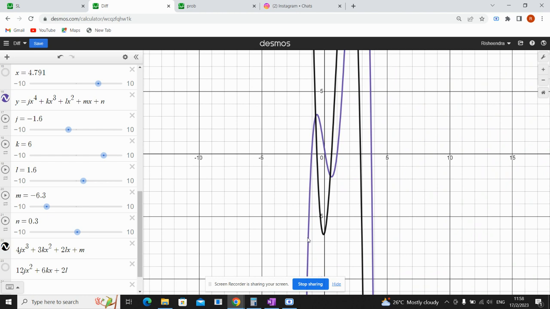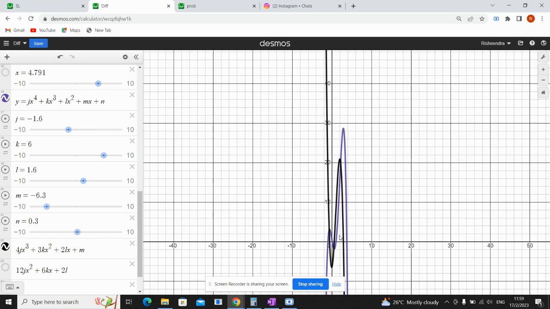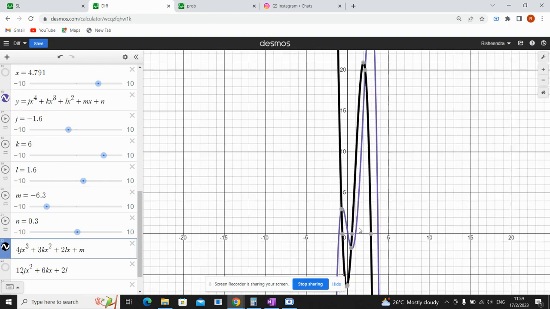The purple line increases up to here, which means the black line is in the positive y-axis. After hitting this point, the purple line is decreasing. It has a negative slope up to this point, and then it starts increasing up to this point, and then it falls. Look at the graph, same.